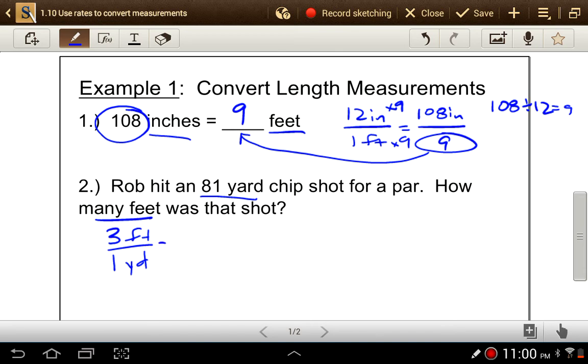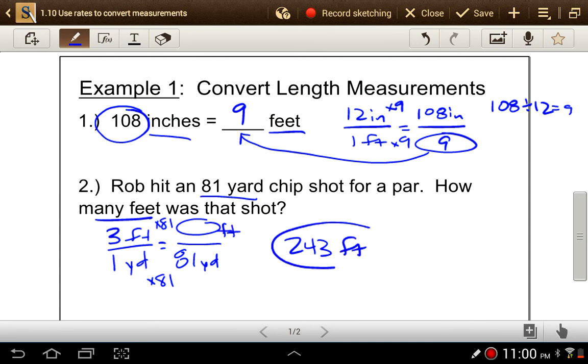Now I'm going to figure this out. Now this says 81 yards. So I'm going to put 81 yards in the denominator because that's going to match there. So how do I get from 1 to 81? Well, 1 times 81 is 81. So I do 3 times 81 in the numerator. And 3 times 81 is 243. I put my unit, because that's feet up here, so that's 243 feet. And that's my answer.